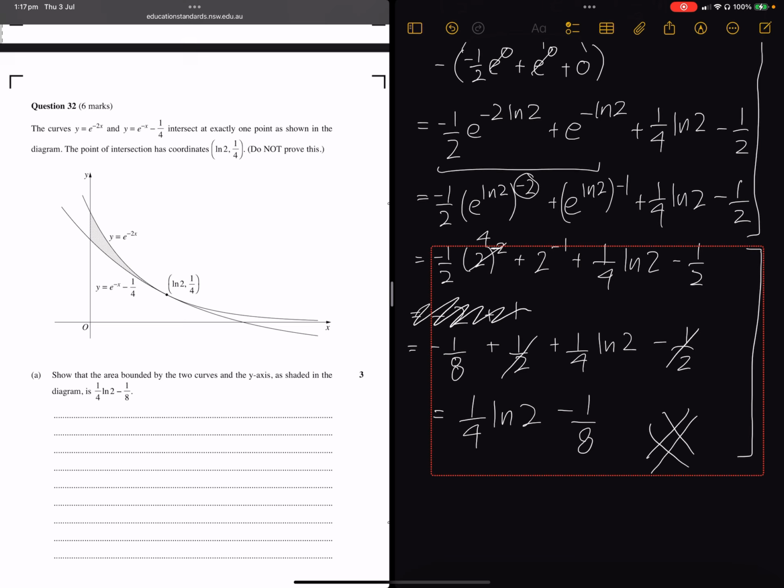And you should arrange it exactly as the answer is in the question, because that's what they've asked you to do, and you want to follow what they're doing as closely as you can. So this is the answer to question 32A from the 2023 HSC Advanced Maths paper.